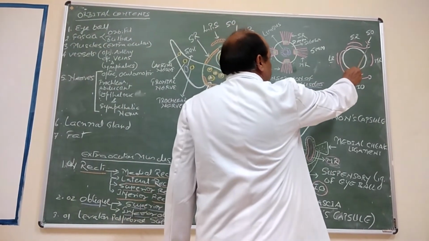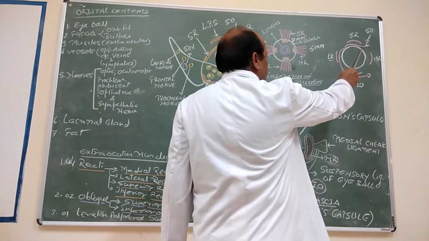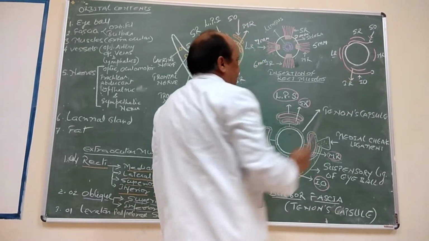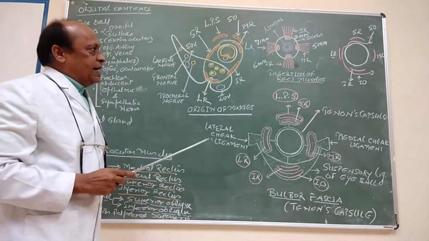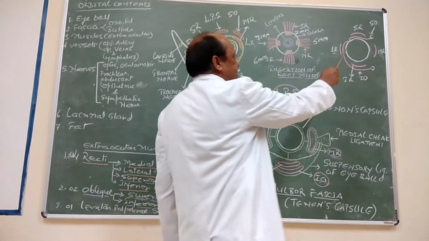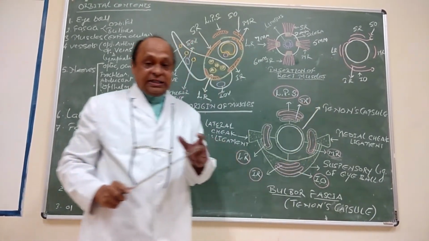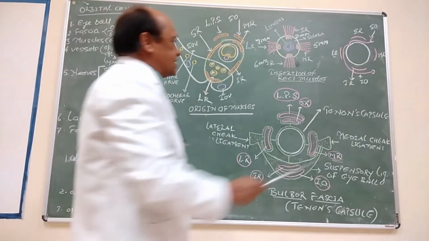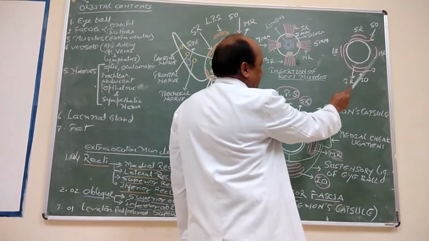And here from the pulley, the direction of muscle changes, and it is directed backwards, downwards and lateral, and gets inserted onto the eyeball. The point is, it is inserted behind equator of eyeball. Same is over here. Look at this inferior oblique muscle.